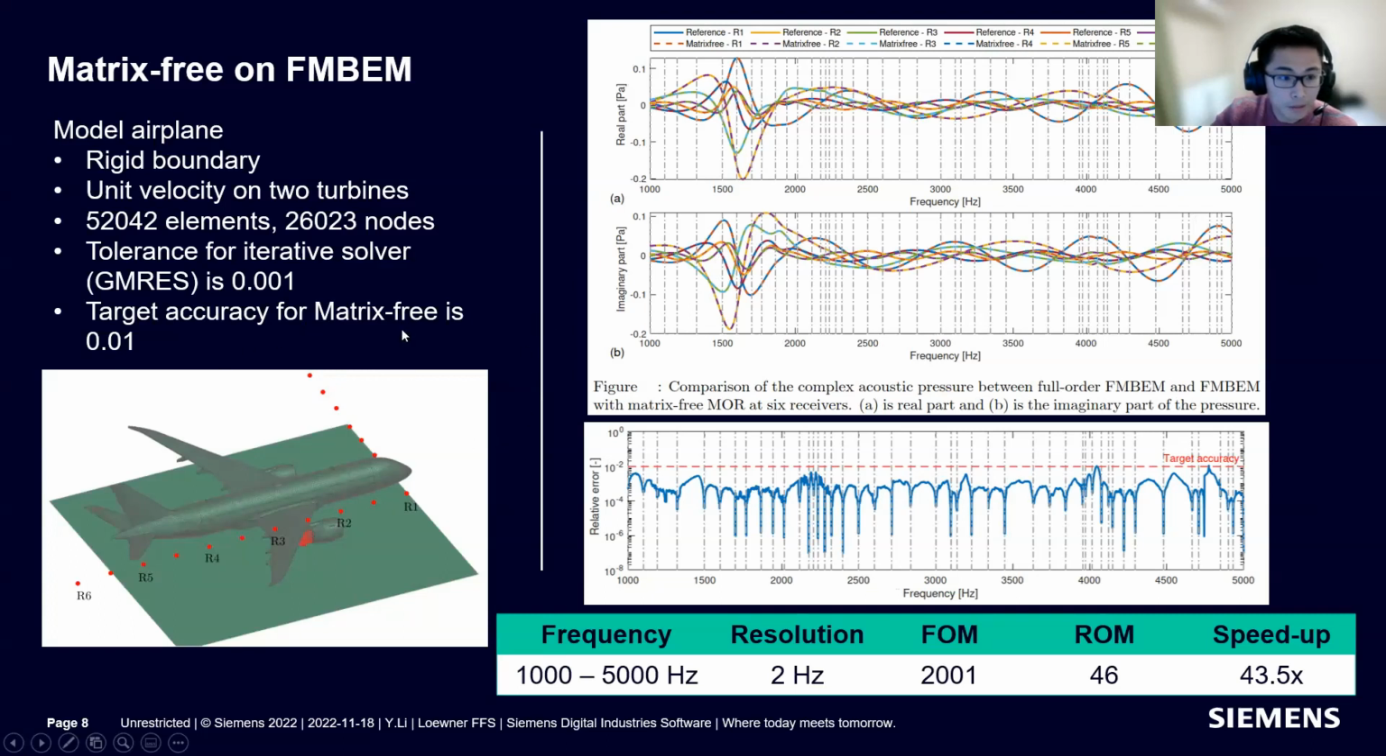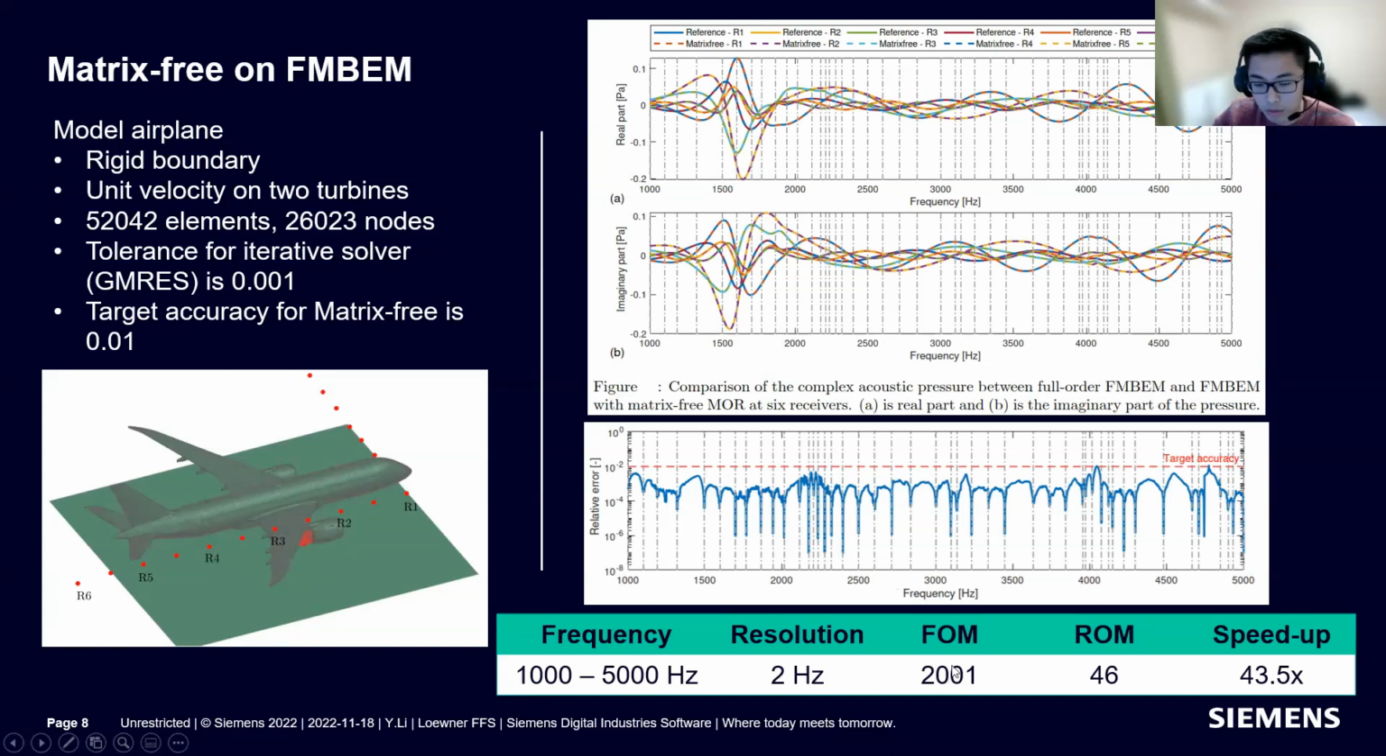We have 52,000 elements, and for the iterative solver, we consider 10 to the minus 3 tolerance, which is widely used in engineering practice. And for matrix 3, we use 1% as before. And in this case, we consider a wide frequency range from 1 kilohertz to 5 kilohertz.